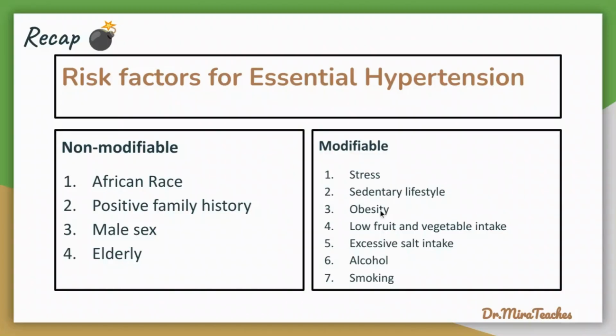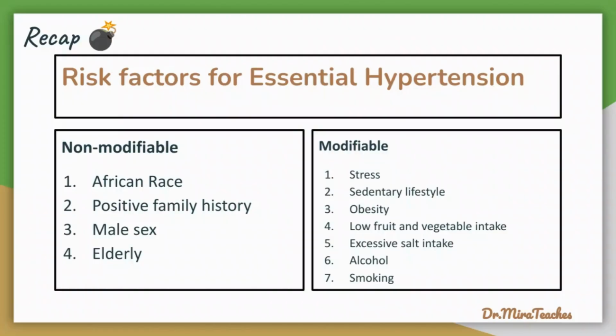All right. And usually, once you are stressed, you rather not take fruits and vegetables, you rather take a lot of junk foods. A lot of junk foods contain excessive salt, and people too, when they are stressed, they prefer to take alcohol and smoke to cope with the stress. All right, so this is the story that helps you remember all the modifiable risk factors of essential hypertension. So this can make your history very rich.